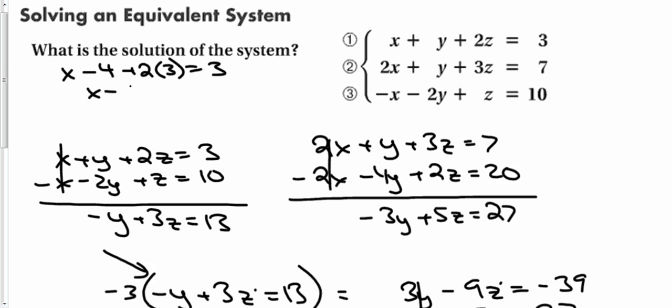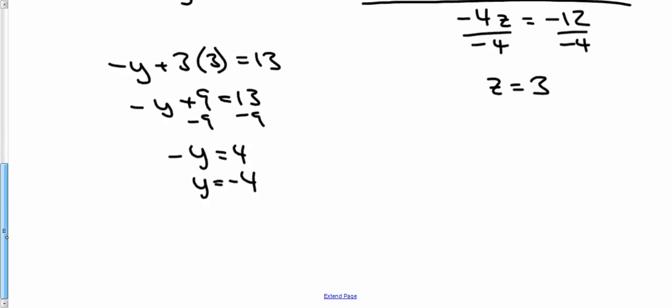So that's x minus 4 plus 6 is equal to 3. So that's x plus 2 is equal to 3. So x is going to be equal to 1. Okay. So now I have my answer. Let's go down to the bottom. Let's write it. My answer is 1, negative 4, 3. And that is a 3-dimensional coordinate. Okay. So 1, negative 4, 3.